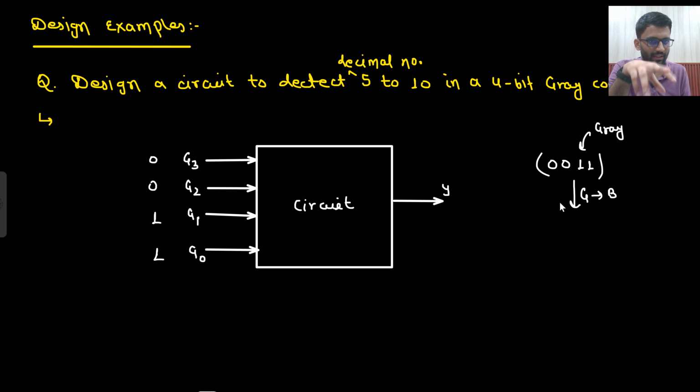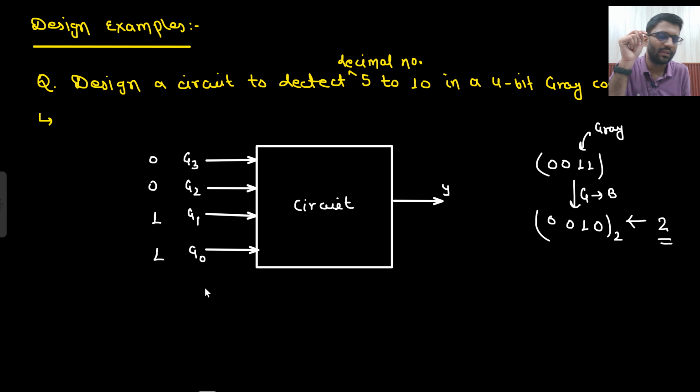If you are a good student, you will always look down. So 0 XOR 0 is 0, 0 XOR 1 is 1, 1 XOR 1 is 0. So this is its binary equivalent, and what does it represent? Number 2. That means this is actually decimal number 2, and if it is 2, it will not glow, output will be 0. I hope you are getting what we mean here.